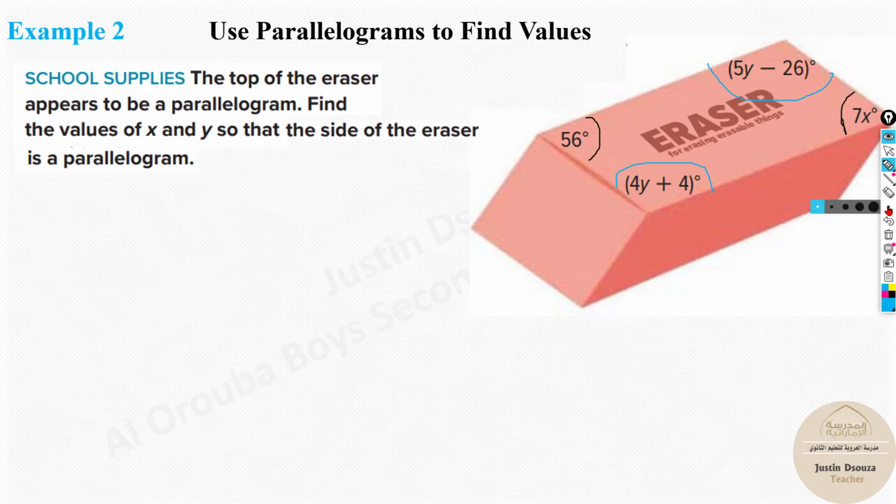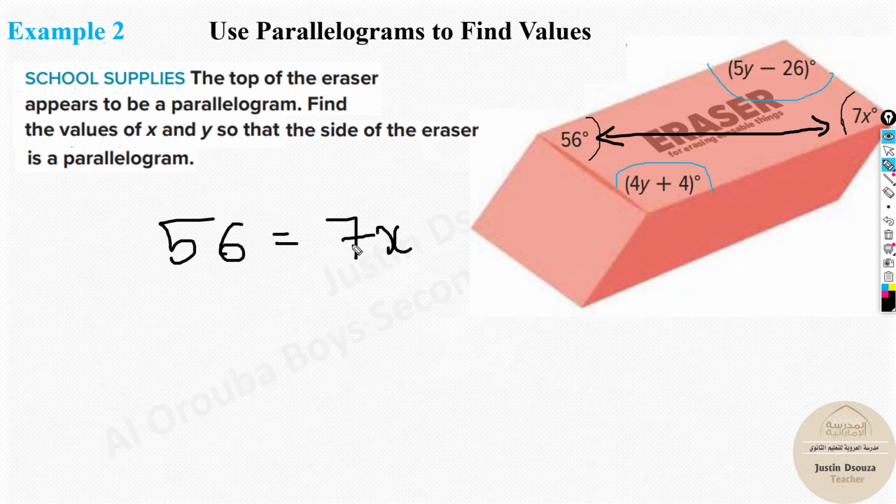So if we know this is a parallelogram, then we know the opposite sides, which are color coded, are equal. So over here we can just equate these both. See, this and this can be equated to each other. We know because it's a parallelogram, opposite sides are equal. So 56 must be equal to 7x. Now just divide both sides by 7, or take the 7 to the other side. It will be 56 divided by 7, that is equal to x. Now here we have 8, right? 7 5s are 35, 6.